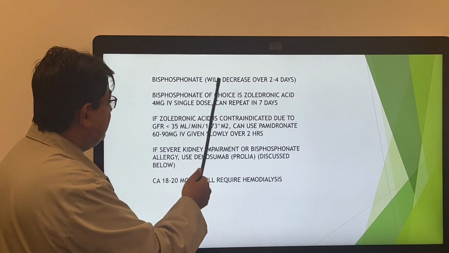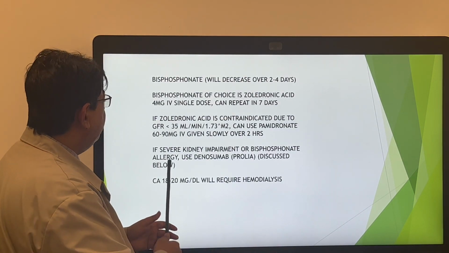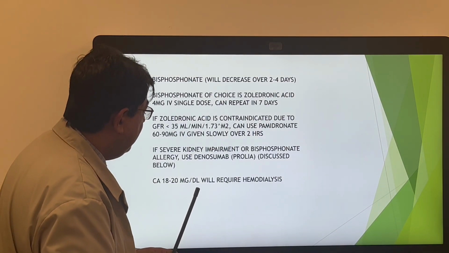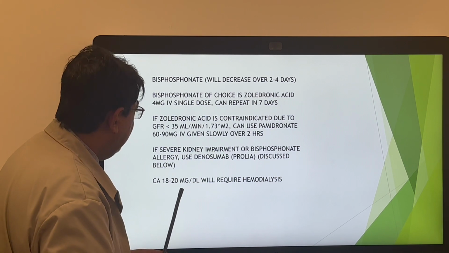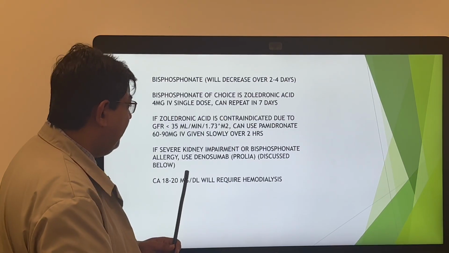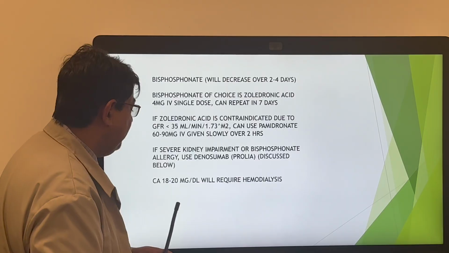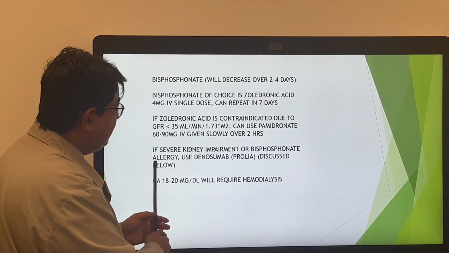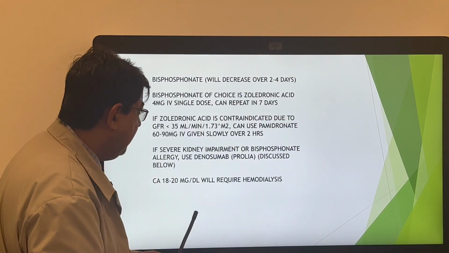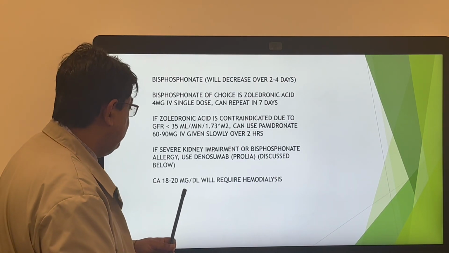After about 2 to 4 days, the bisphosphonates begin to cause calcium reduction. The bisphosphonate of choice is zoledronic acid, 4 milligram IV single dose, which can be repeated in 7 days. But zoledronic acid is contraindicated with GFR less than 35. And in those instances, I've used pamidronate very successfully. You can give 60 to 90 milligrams, but you just have to give it very slowly, typically over 2 hours. And nursing staff is aware of how to do it very slowly to avoid kidney injury.